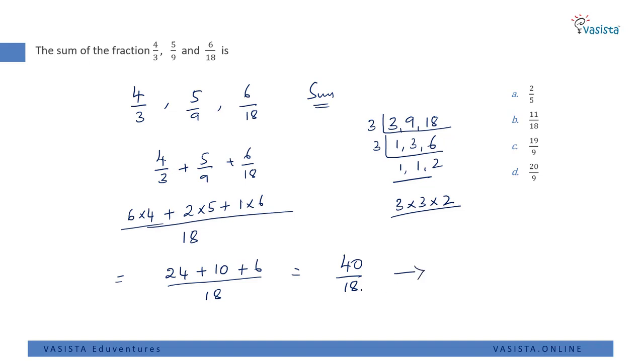Now both the numerator and denominator are divisible by 2, right? 2 2s are 4, that is 20, 2 9s are 18, that is 9. The answer is 20 by 9, right? Option D is the right one.